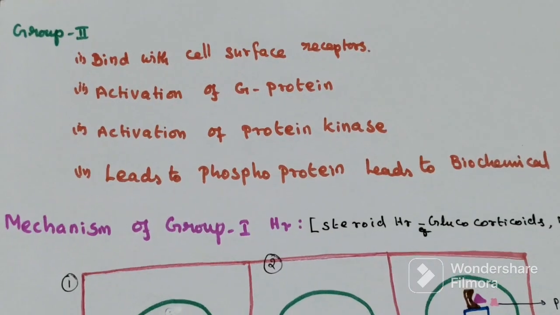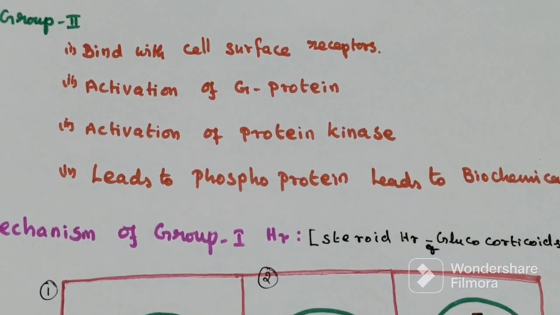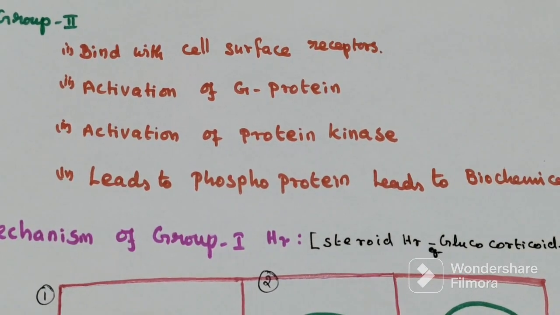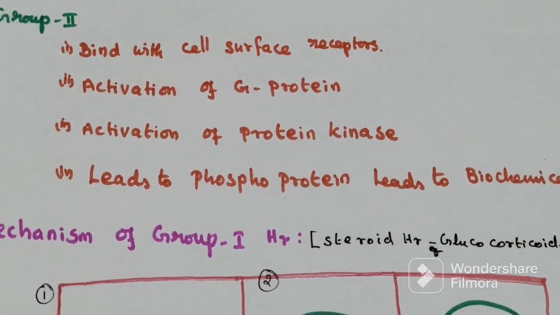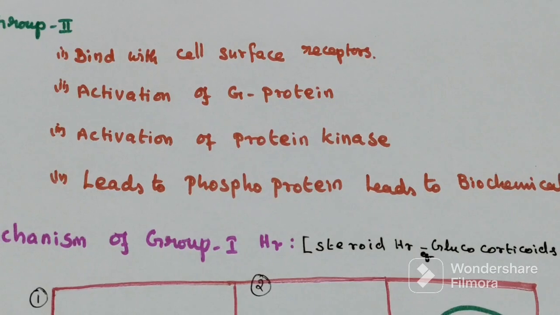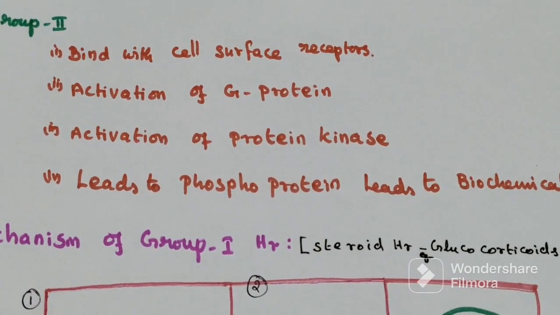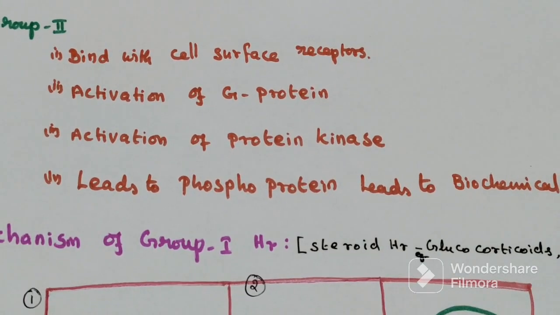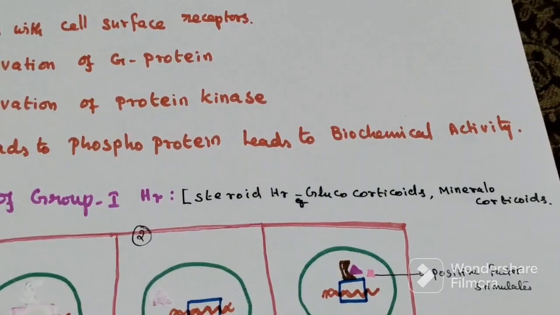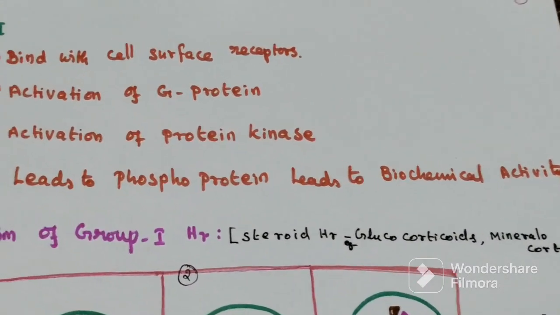Second one is group 2 hormone. It binds with the cell surface receptor, which leads to the activation of G protein. Then this activation of G protein leads to activation of protein kinase. So this protein kinase leads to the phosphoprotein, and this phosphoprotein is responsible for biochemical activity.